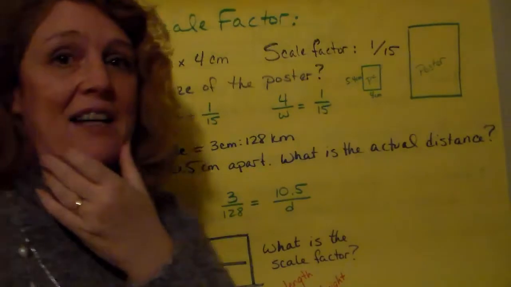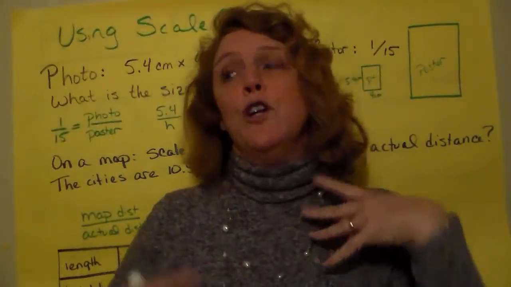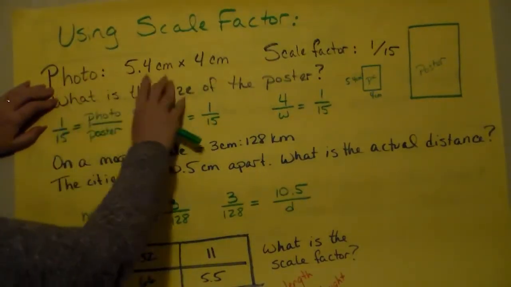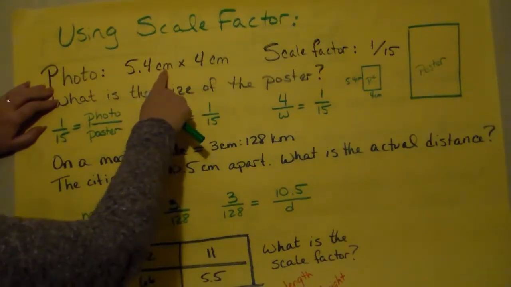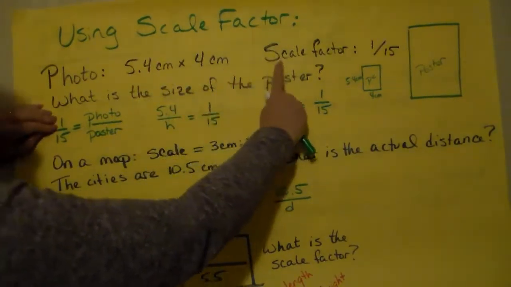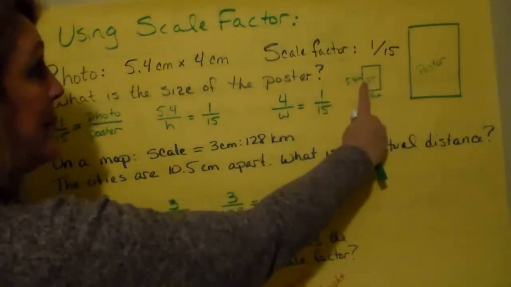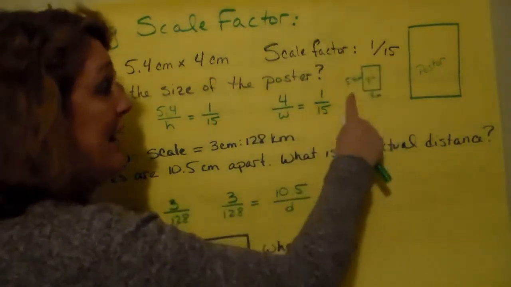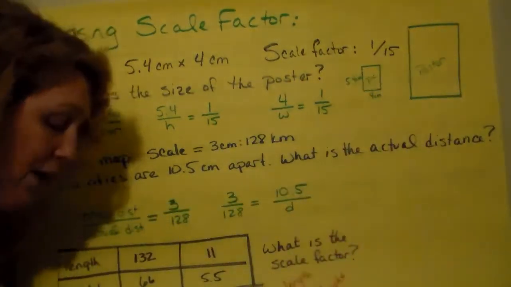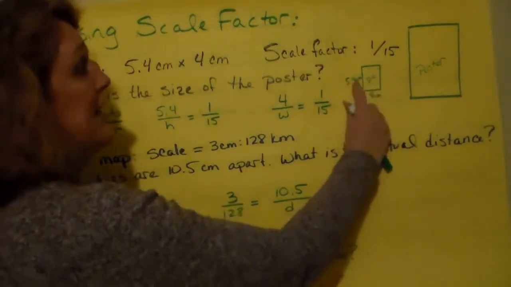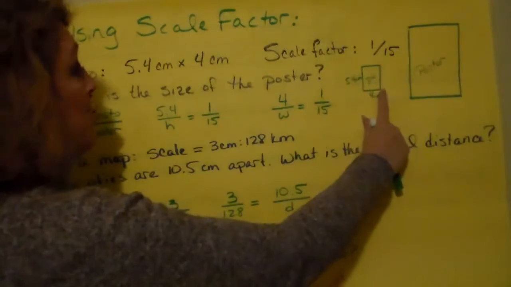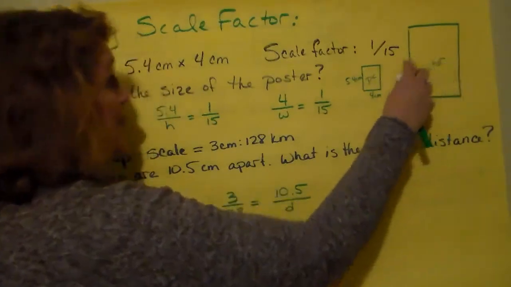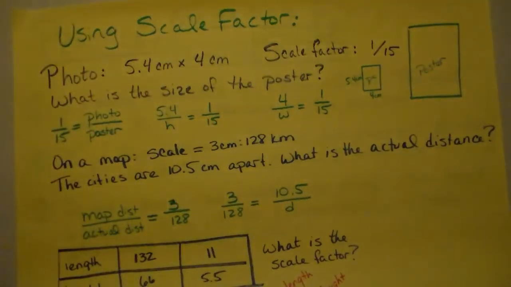Now, sometimes they ask you to actually find the scale factor or use the scale factor. For example, we have a photo that is 5.4 centimeters by 4 centimeters. And it has a scale factor of 1 to 15. I'm going to make a poster out of it. What is the size of the poster going to be? So I've kind of drawn a diagram here because pictures help me see stuff. And if my picture is 5.4 centimeters tall and 4 centimeters wide, and the scale factor is 1 to 15, I want this 15 times bigger than my picture. What is the size of the poster?